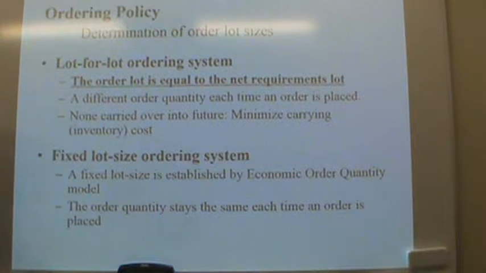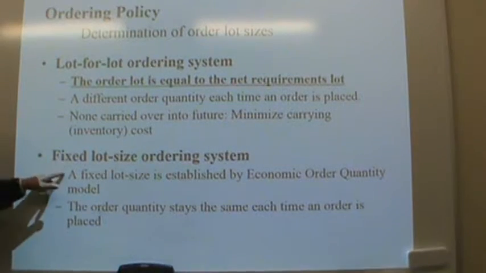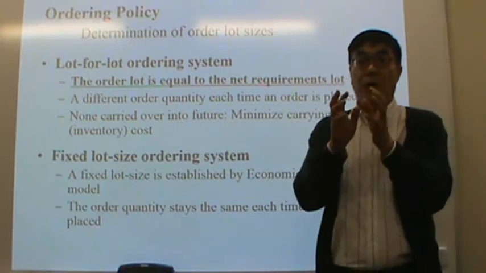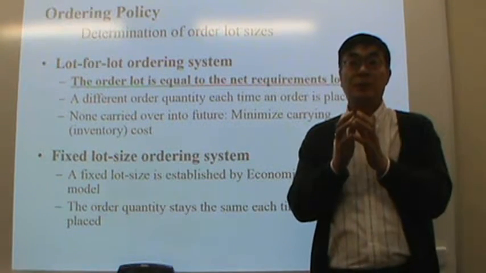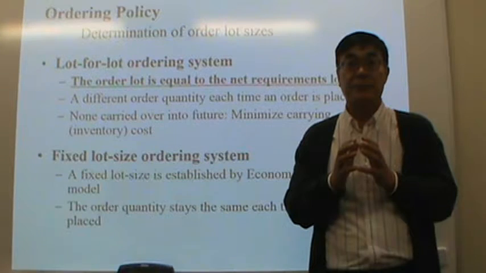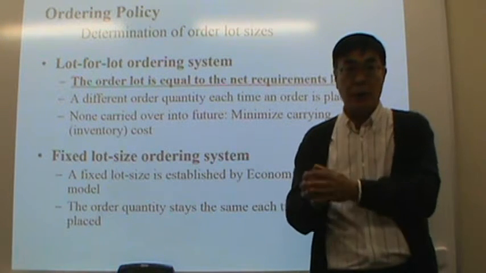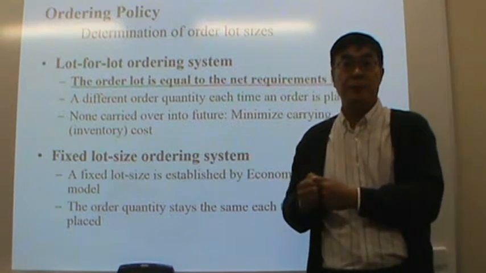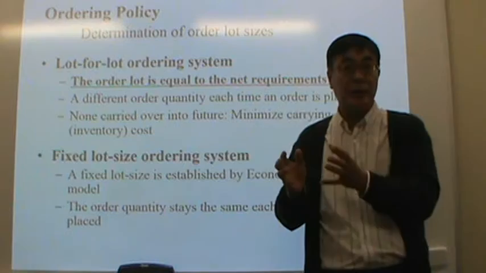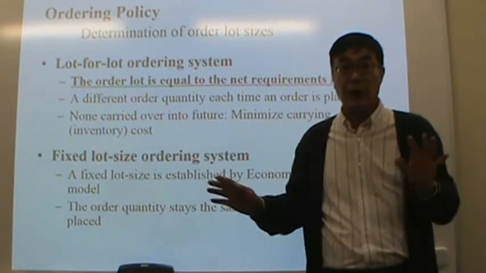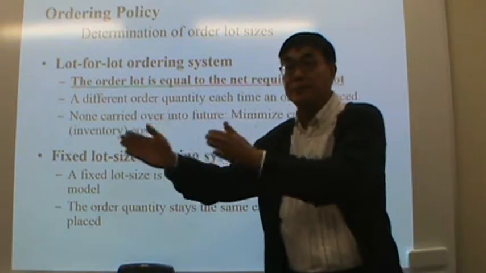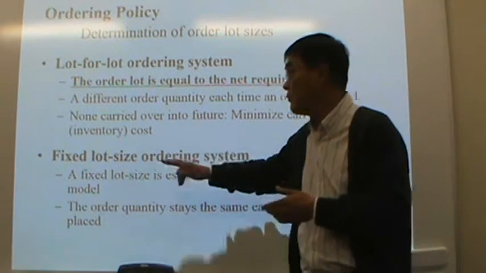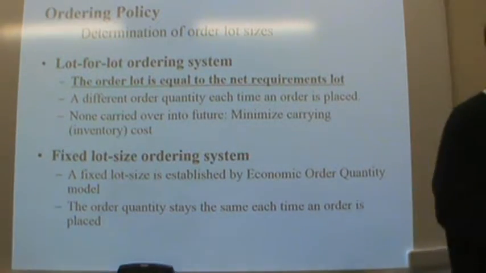And the fixed lot based on EOQ is this one. The fixed lot ordering system. We calculate the optimal order quantity, the economic order quantity, regardless of how many we have or how many we need net. Don't care, just order that many. Because that is the economic order quantity. That is the fixed lot ordering system.